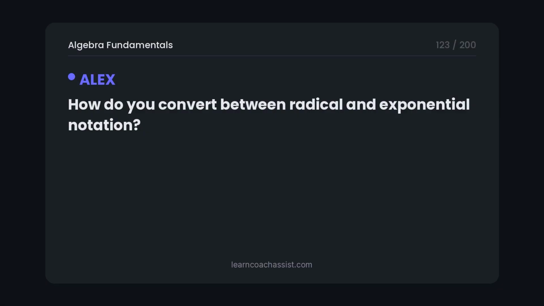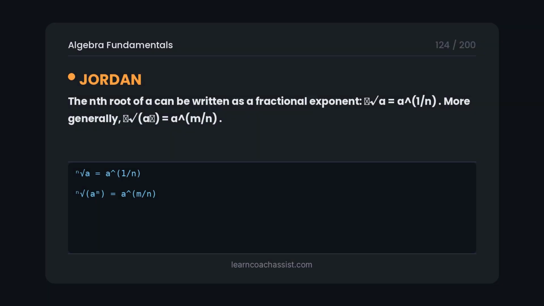How do you convert between radical and exponential notation? The nth root of a can be written as a fractional exponent, the nth root of a = a^(1/n). More generally, the nth root of a^m = a^(m/n).